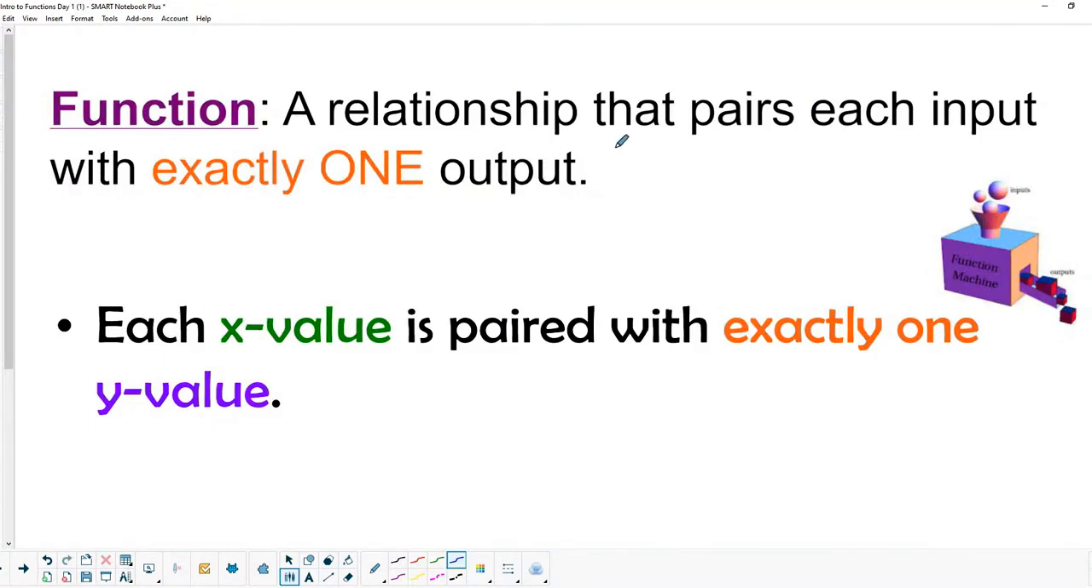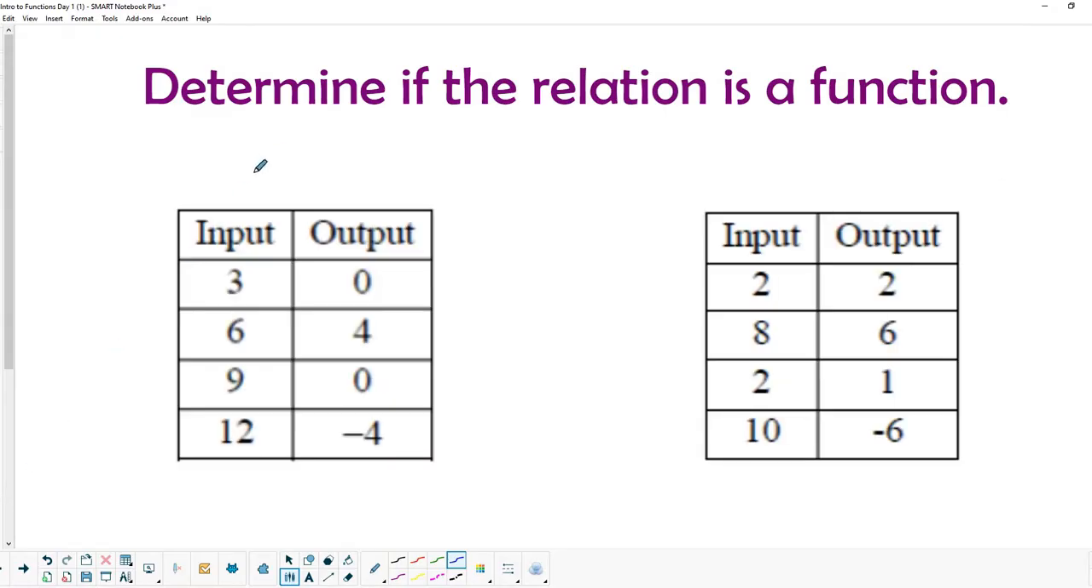And a function is a relationship that pairs each input with exactly one output. Each x value is paired with exactly one y value. So it's always important to remember you're going to look at the x values and see, do they each have their own one y value, or are they paired up with more than one y value? So here's a couple of ways to check that.